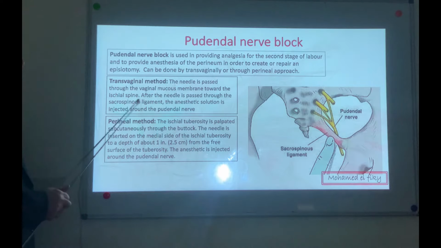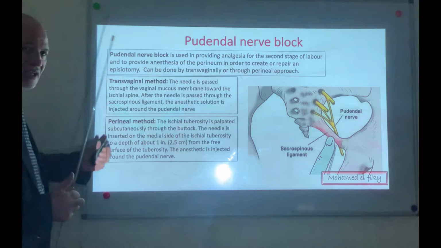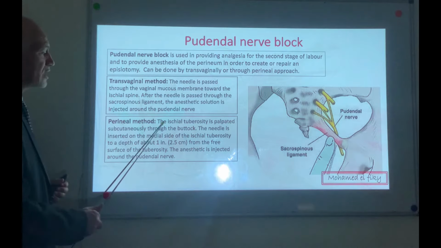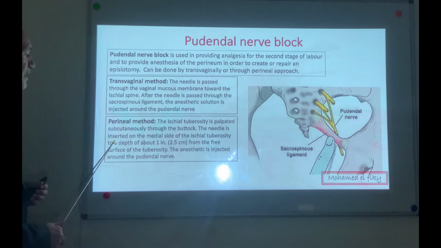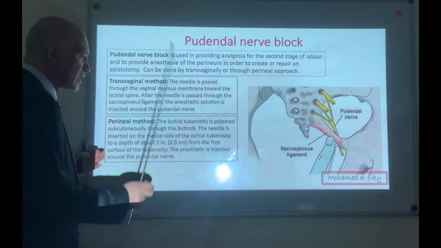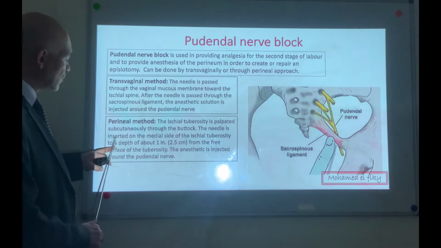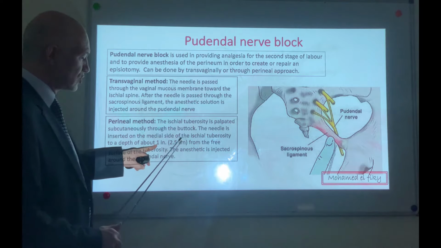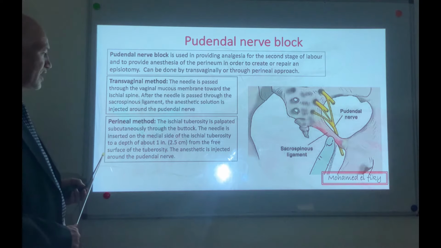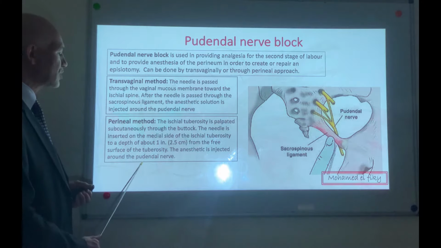Perineal method. The ischial tuberosity is palpated. We palpate first the ischial tuberosity subcutaneously through the buttocks. The needle is inserted on the medial side of the ischial tuberosity, to a depth of 1 inch, about 2 centimeters, from the free surface of the tuberosity. The anesthesia is injected around the pudendal nerve.